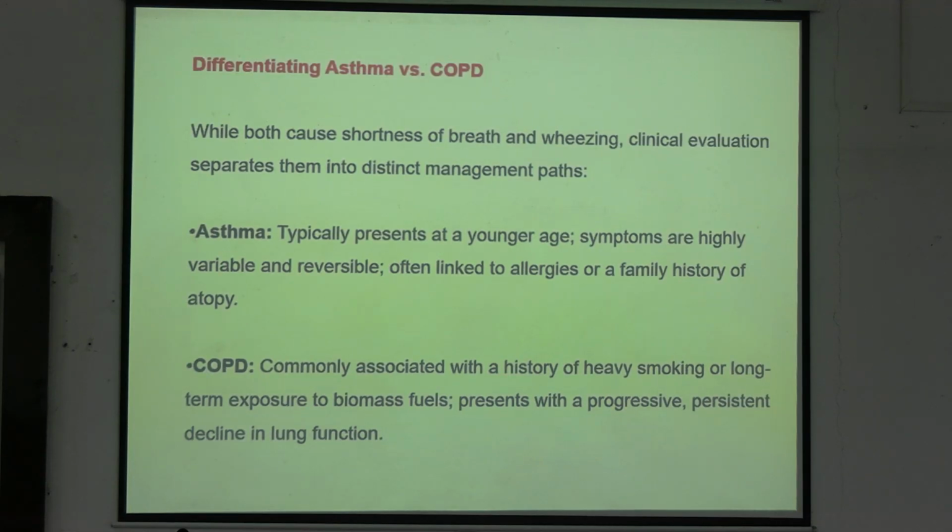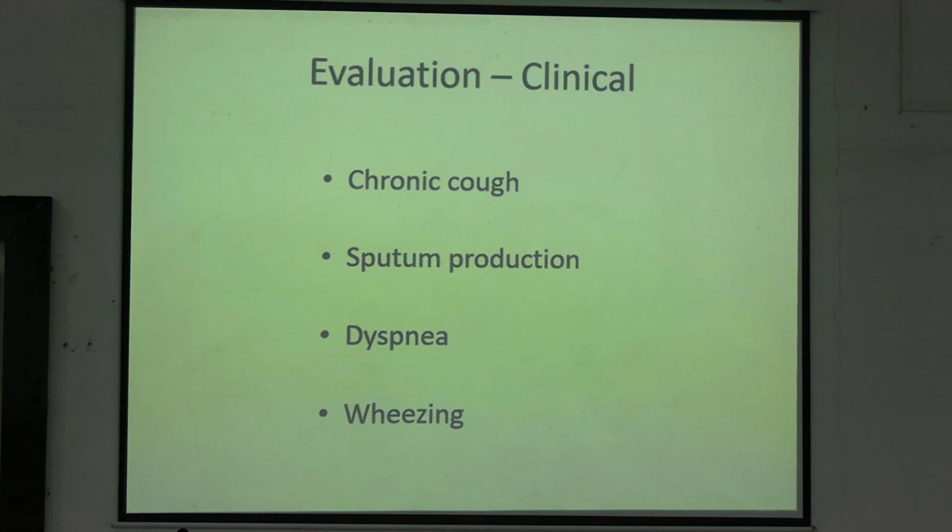How can we differentiate between asthma and COPD? Asthma typically occurs at a young age. Symptoms are variable, linked to allergies and family history. In COPD, there is a history of heavy smoking, long-term exposure to biomass fuels, and progressive persistent decline in lung function. So we can differentiate between asthma and COPD. Clinically, we can see that the patients have chronic cough, sputum production, dyspnea, and wheezing.